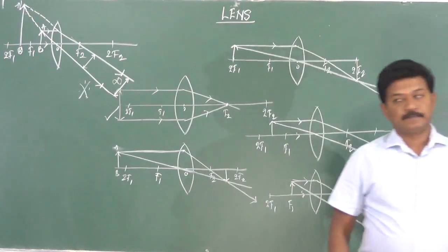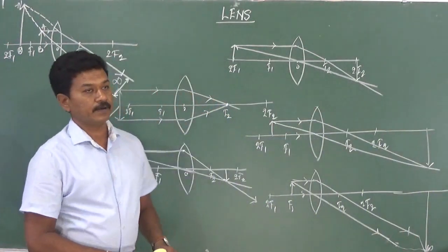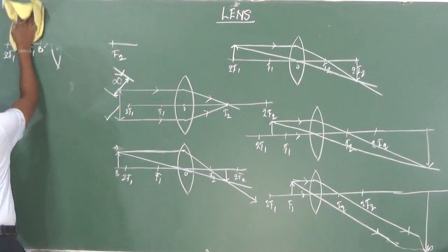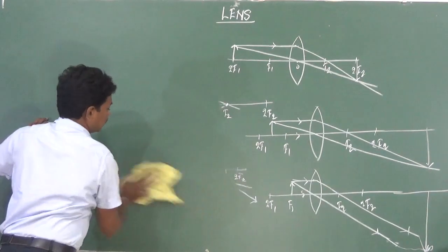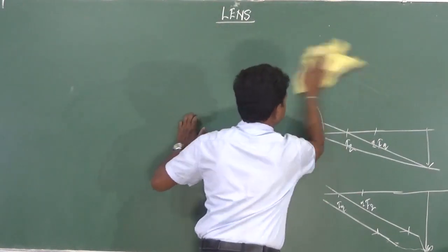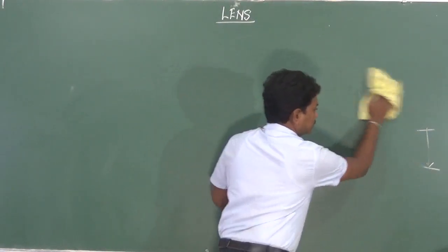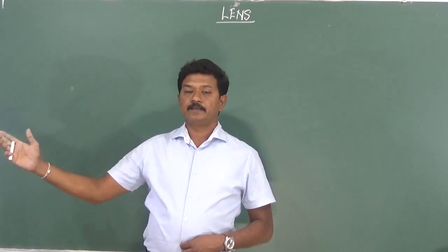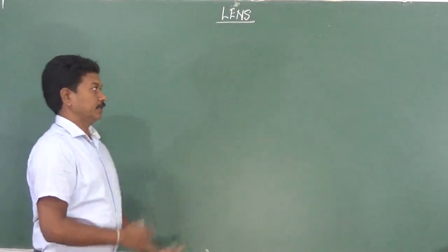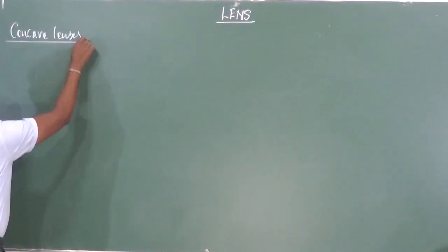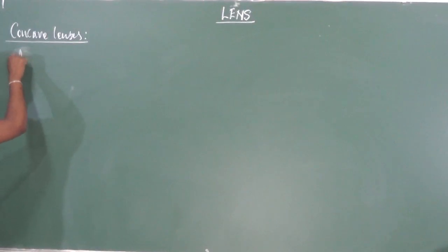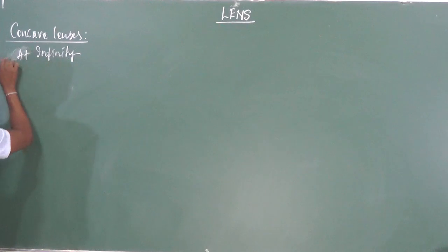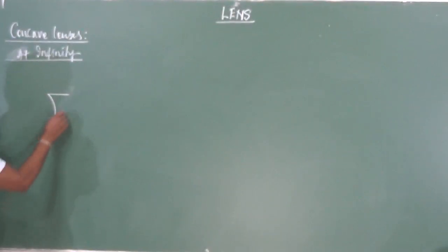So in today's class, we will be going with the ray diagrams connected to concave lenses. Only two ray diagrams are available for concave lenses because concave lenses form just two images. One is when the object is kept at infinity, and the second ray diagram is when the object is kept anywhere in front of the lens. So let us go with the ray diagrams. This will be concave lenses, right? So when the object is kept at infinity, what happens in a concave lens?